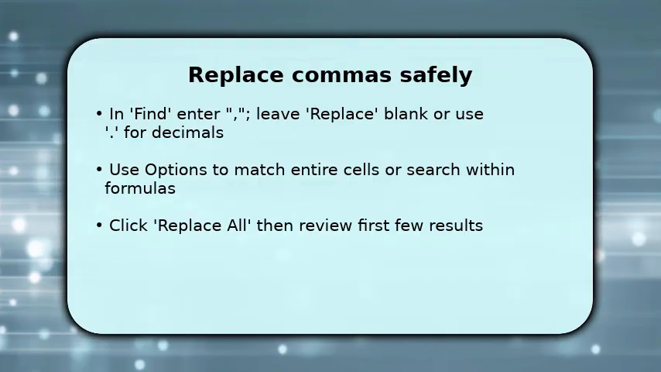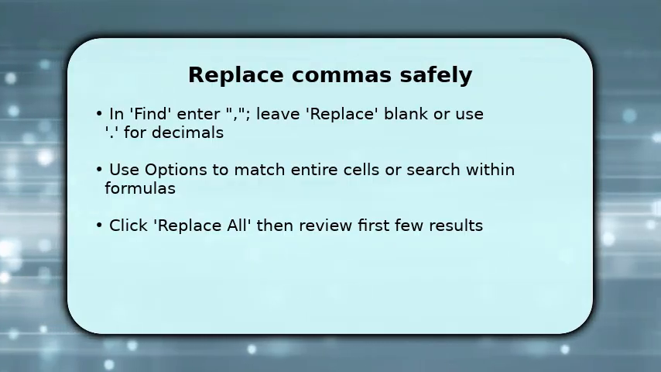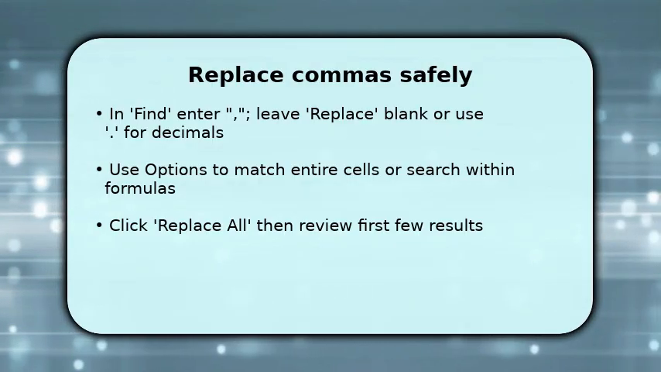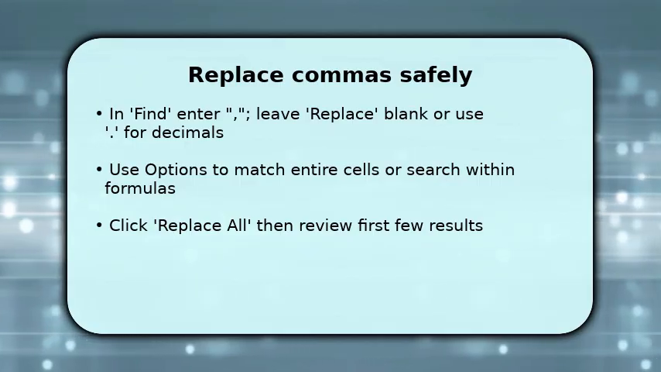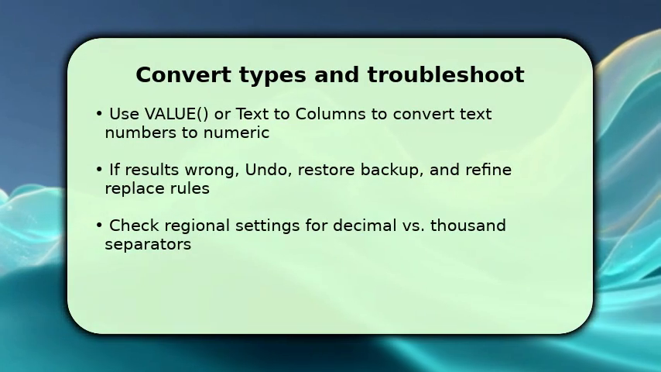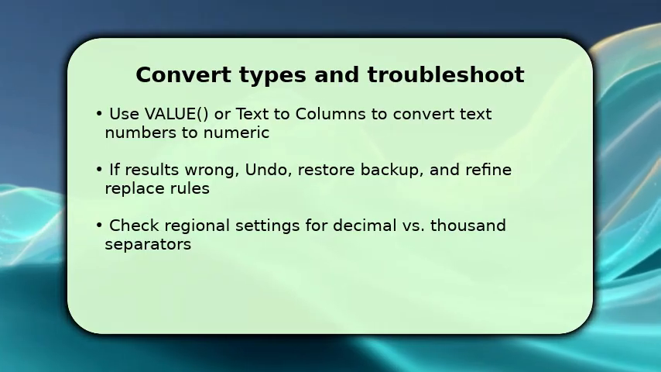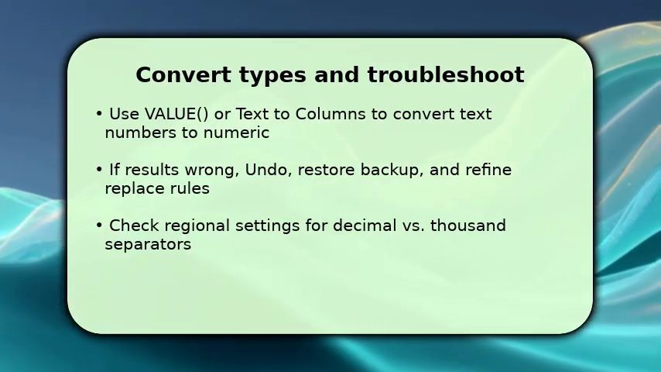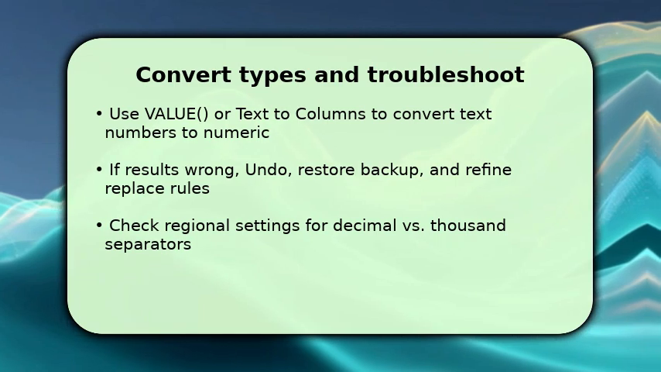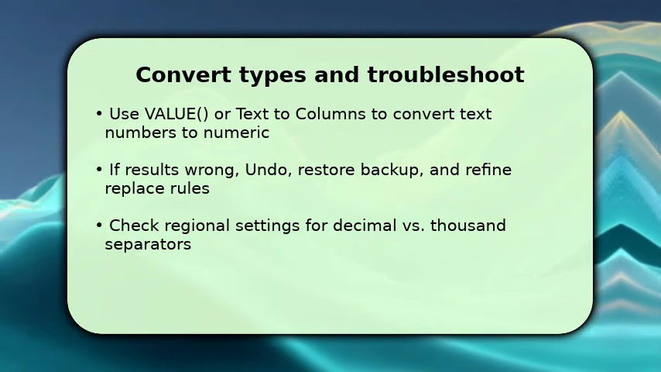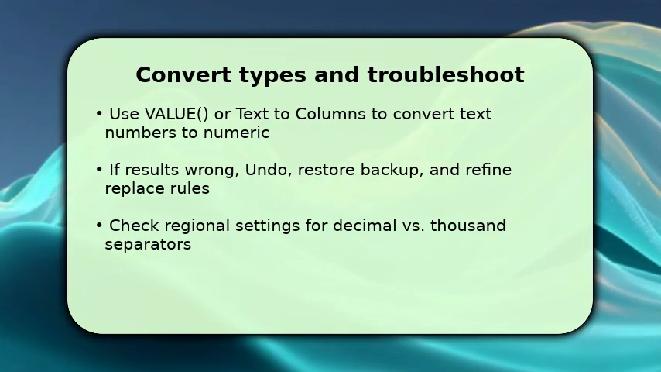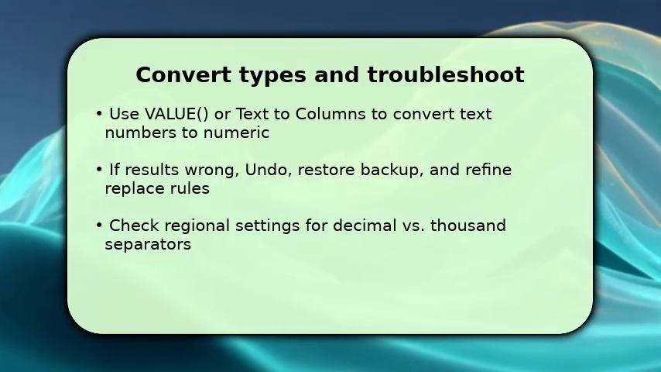Immediately inspect the first 10-20 rows to confirm values didn't shift, because commas can change numbers, which is why review matters. Finish by converting clean text to numbers. Use value on a helper column or text to columns with delimited off to coerce numeric types. Once done, check calculations and formatting to ensure sums and averages behave correctly.